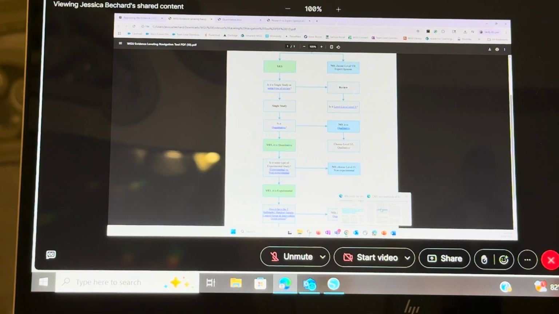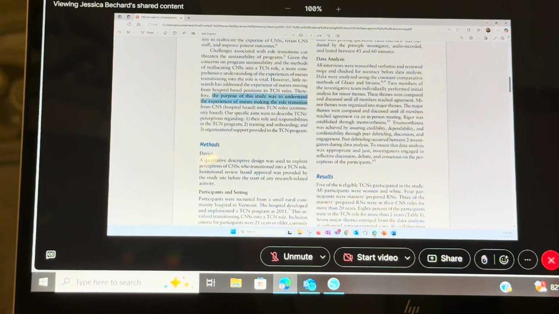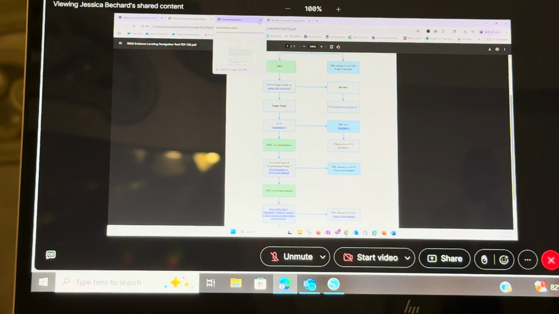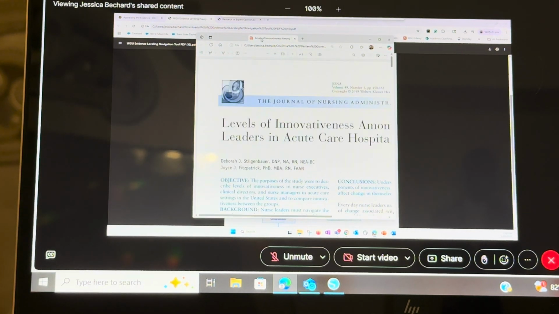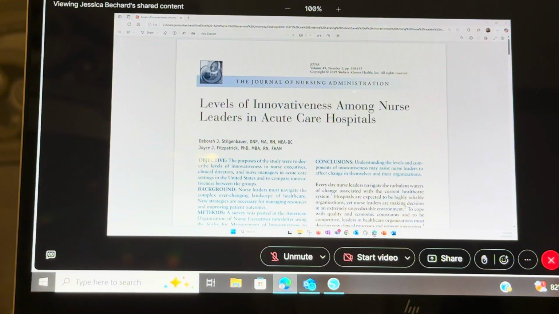So any questions about our articles or about that process of using the tool? Okay. Do you all want to go through another one? Okay, so let's look at this one.